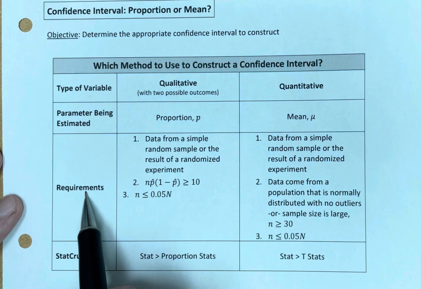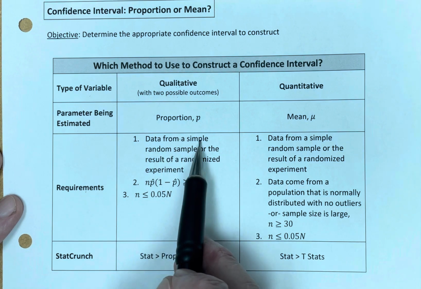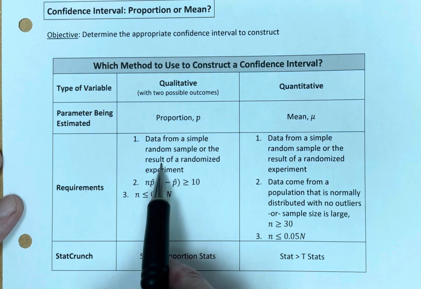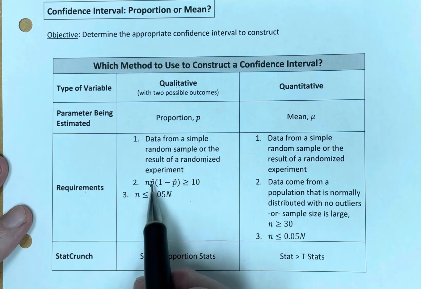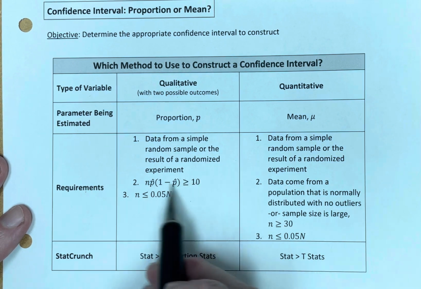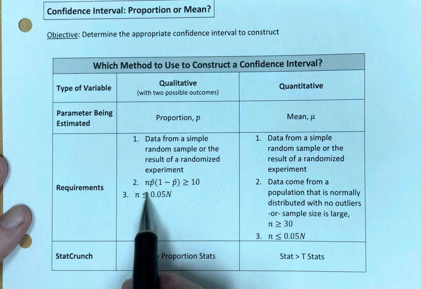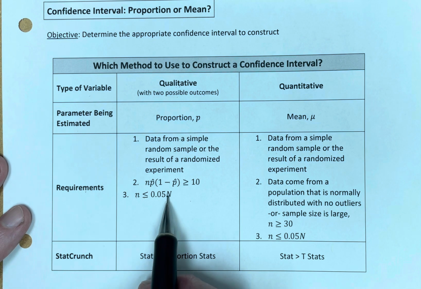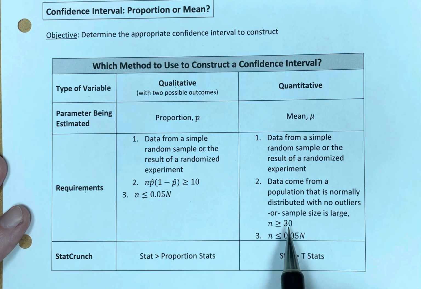The requirements are as follows, and mine's a little off here. That's okay, I hope yours is better. The data needs to come from a simple random sample or the result of a randomized experiment. We need to have n times p hat times 1 minus p hat greater than or equal to 10, and that's the primary kicker right there. And the secondary requirement is the sample size has to be less than or equal to 5% of the population size in order to find enough good samples without repeating.